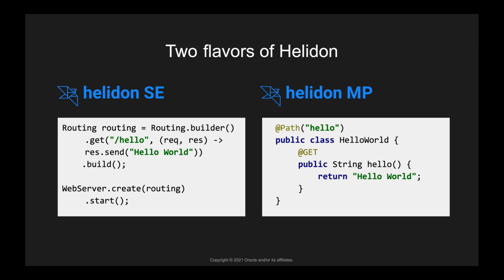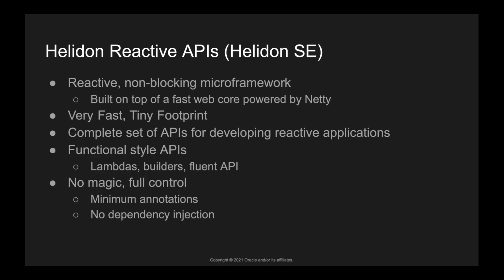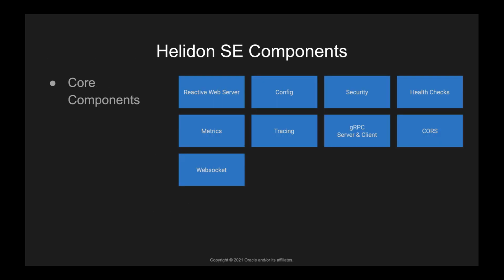And if you take a look at the right, this is the usual code that we do for MP. And if you go to the left, this is the same code, but written in SE. As you see, it's just pure Java with no annotations at all. Once again, beautiful because it's built on top of Netty, and it's done with minimal annotations, and there's no dependency injection, so it's so much faster and transparent.